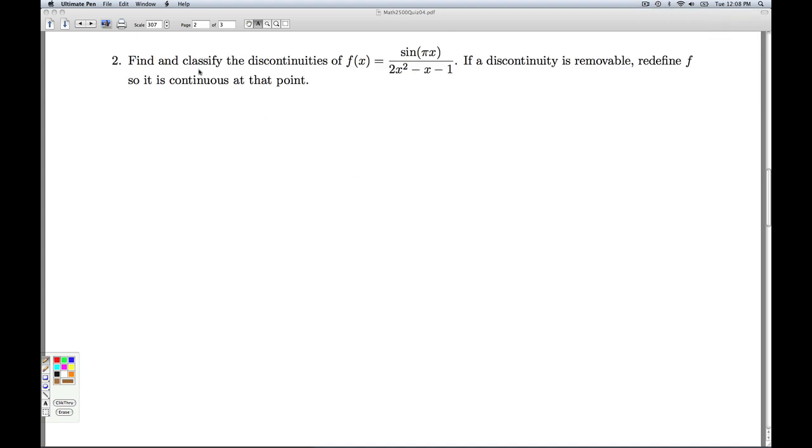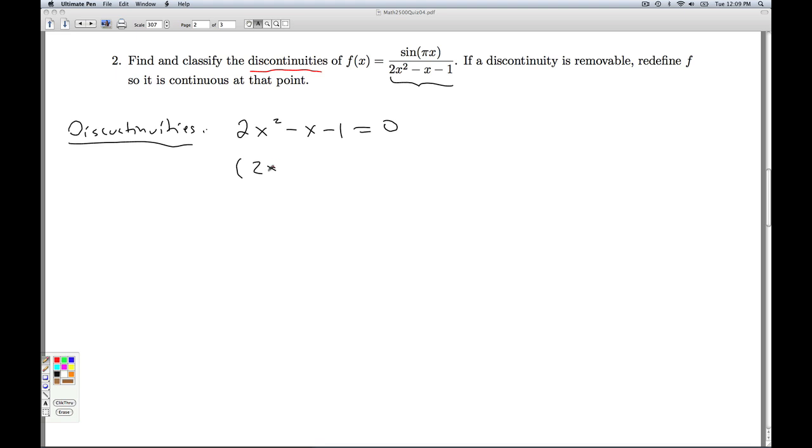Okay, number 2, we're asked to find and classify the discontinuities of this particular function. If the discontinuity is removable, we're supposed to redefine the function so it is continuous at that point. So, discontinuities. Well, for functions like this, the discontinuities are going to be the places that aren't in the domain. The sine of pi x is fine everywhere. 2x squared minus x minus 1 is good everywhere. The only thing that could screw things up is if that denominator is 0.